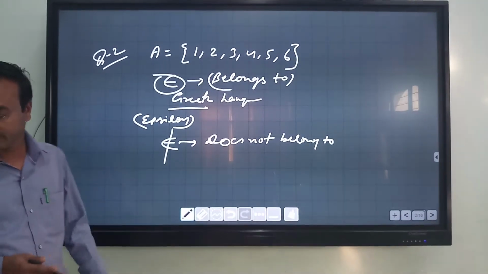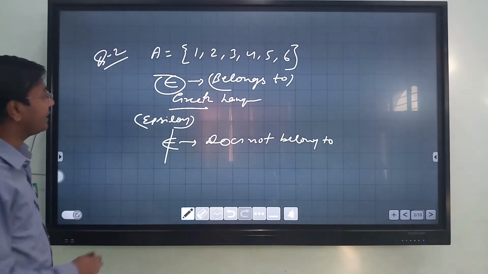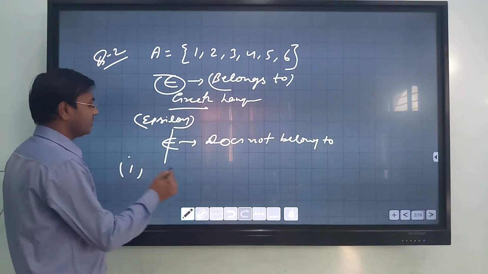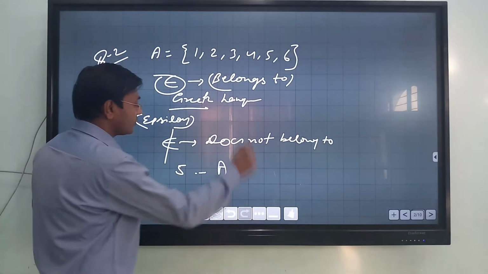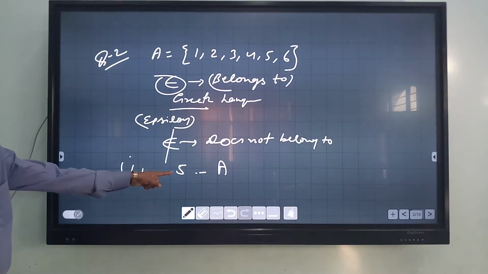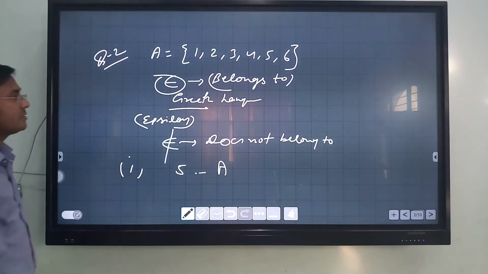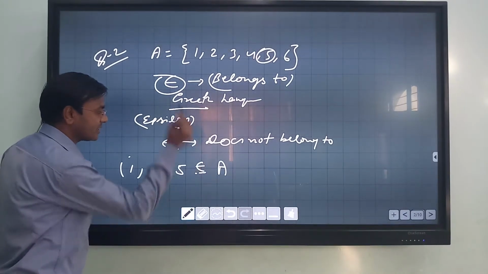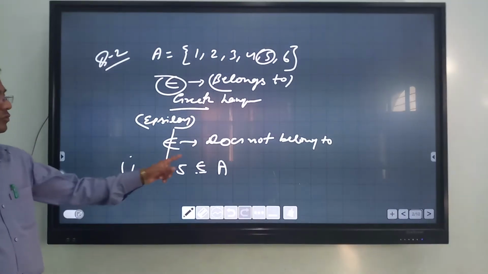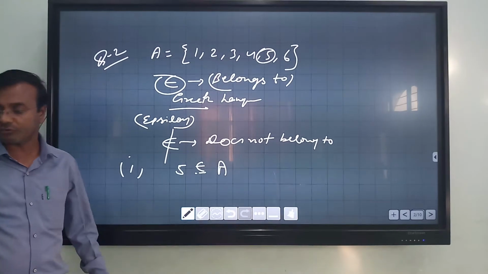So the first part, 5 and A. In this question, first part 5 is given, fill in the blanks with A. So we have to check whether 5 is an element of set A or not. Check. Yes, 5 is there. So we will use this symbol. It means 5 belongs to A, that is, 5 is an element of A.